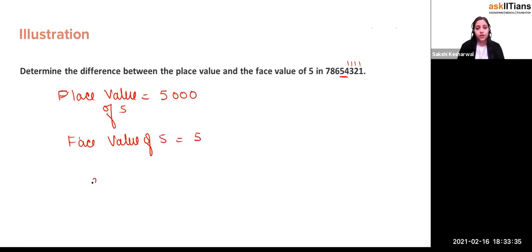It says find the difference. So the difference is 5,000 minus 5, which is 4,995. This is your answer, right?